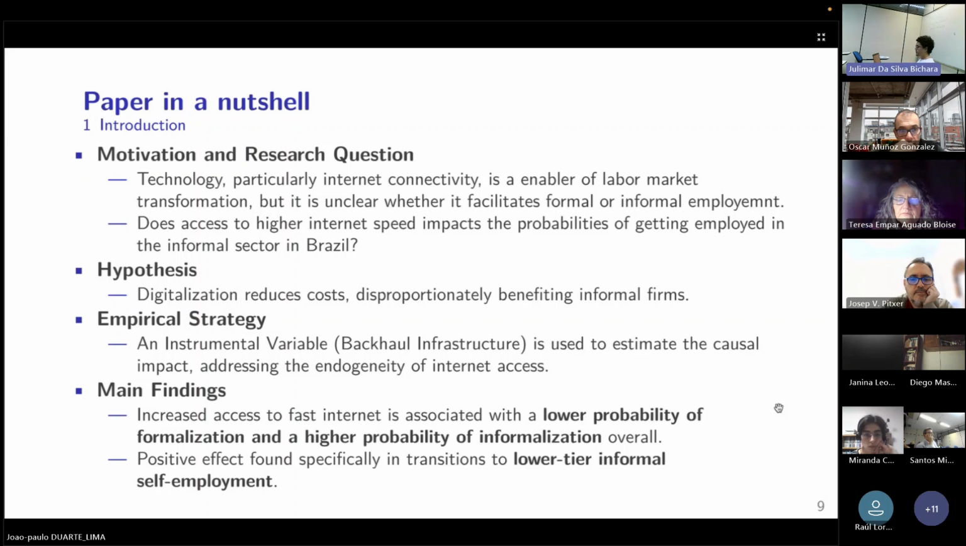The empirical strategy I use is an instrumental variable, which is the backbone of infrastructure. I use infrastructure for internet in Brazil as a proxy to measure the evolution of high internet speed. The main findings are that increased access to fast internet is associated with a lower probability of formalization and a higher probability of informalization overall. The positive effect is found specifically in transitions from lower tier informal to lower tier informal self-employment. We'll get into that.